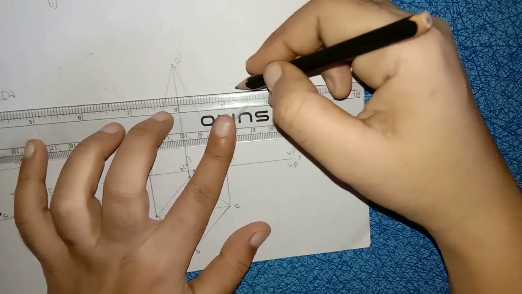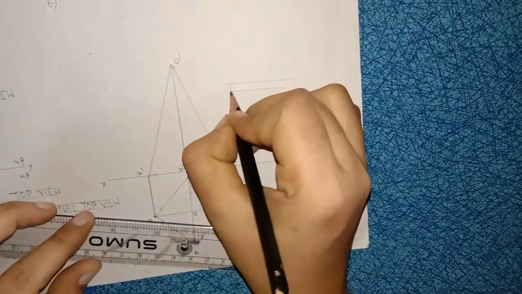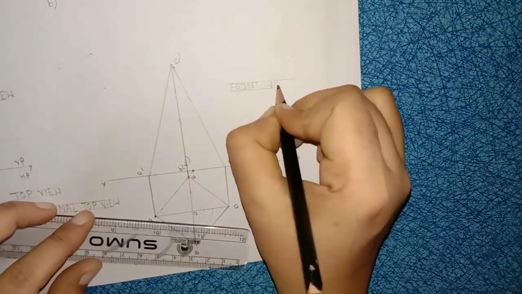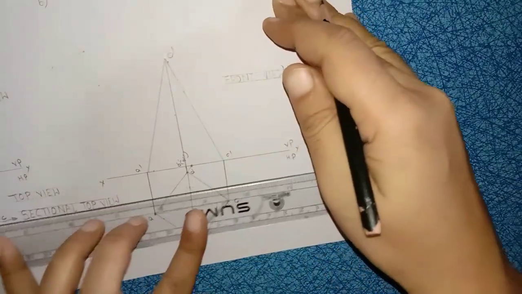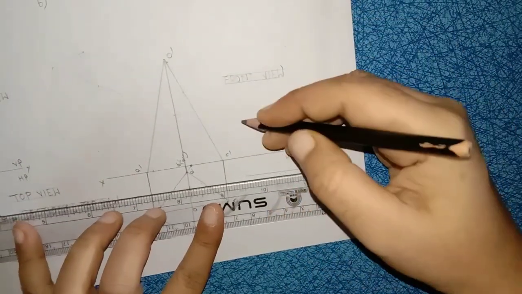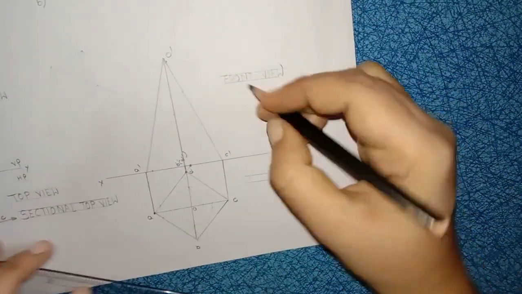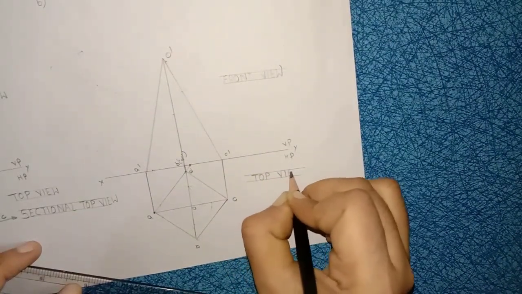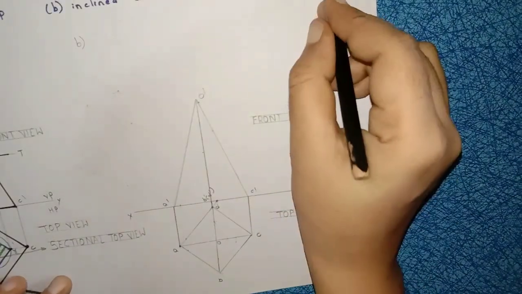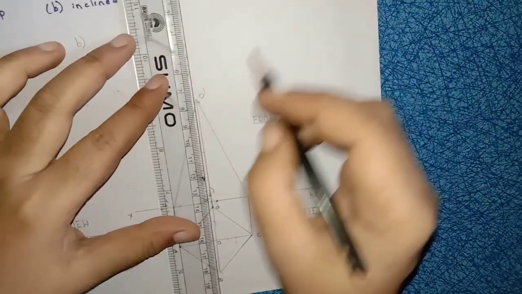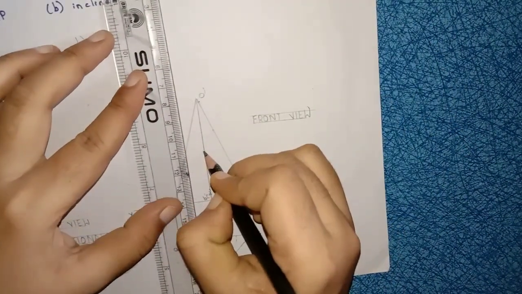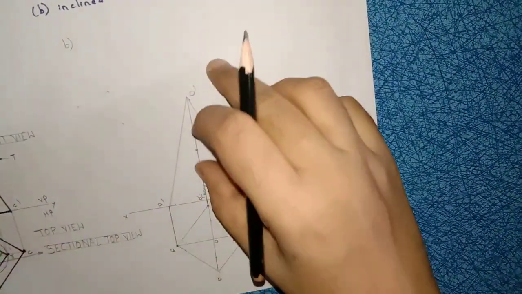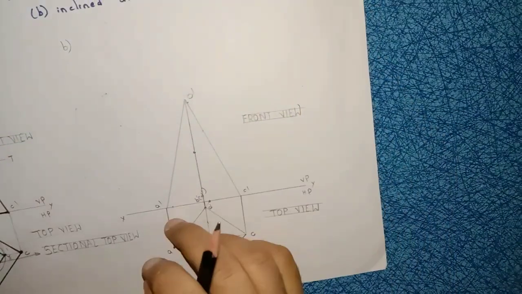After completion of your basic problem, take height 5 mm and write down here this is your front view. Take height 5 mm and write down this is your top view. Right, now after that we have to mark the sectional plane. Condition is same, bisecting the axis. So mark the midpoint. Bisecting the axis means mark the midpoint. Now the angle is here 60 degrees.